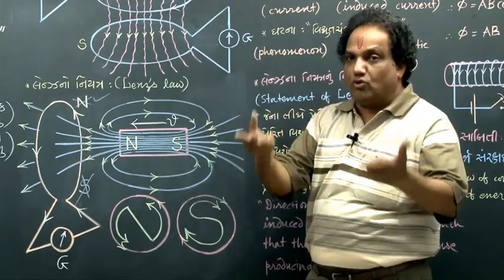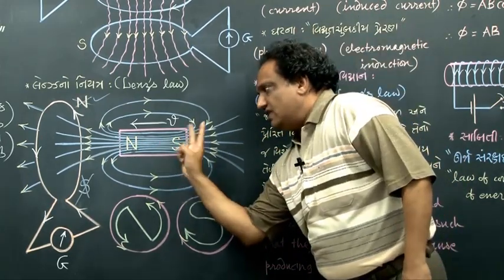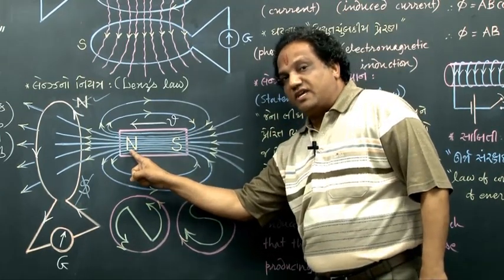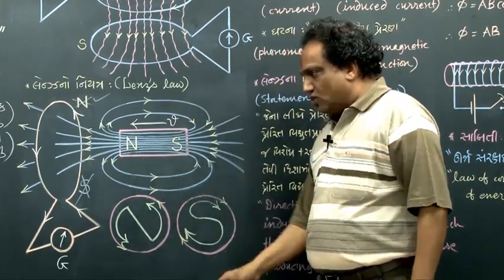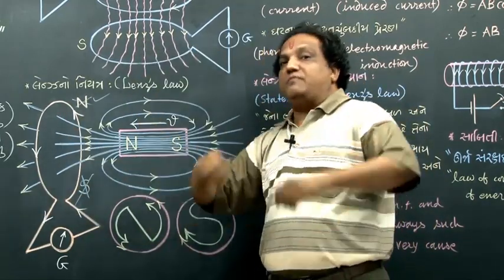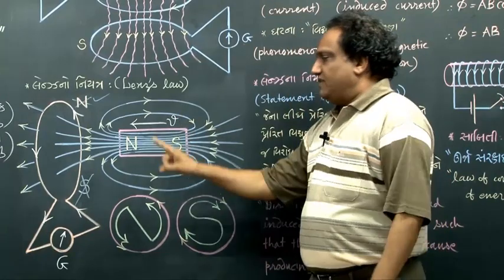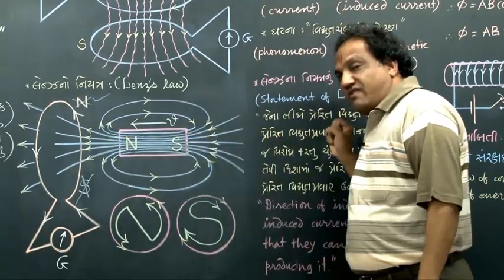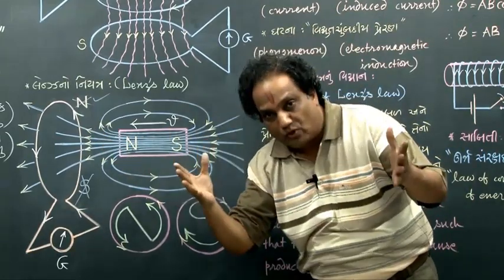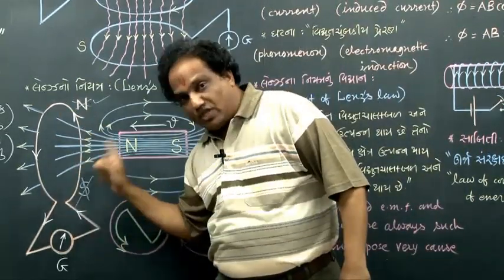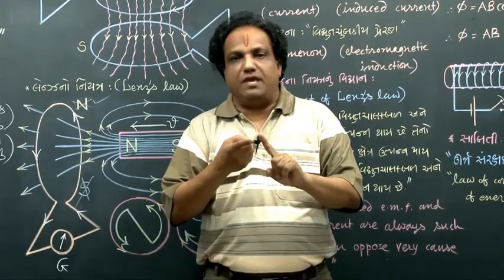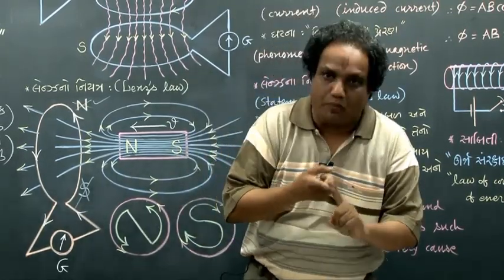Now consider the other two possibilities. Suppose we reverse the magnet. If we reverse the magnet, then instead of a north pole, what will we expect here? A south pole. And if that south pole is moved towards the coil, then this face will start being like a south pole. And if that south pole is withdrawn away from the coil, then this face will start being like a north pole. The direction of current through the coil will always be in such a direction that the motion of the magnet is opposed.